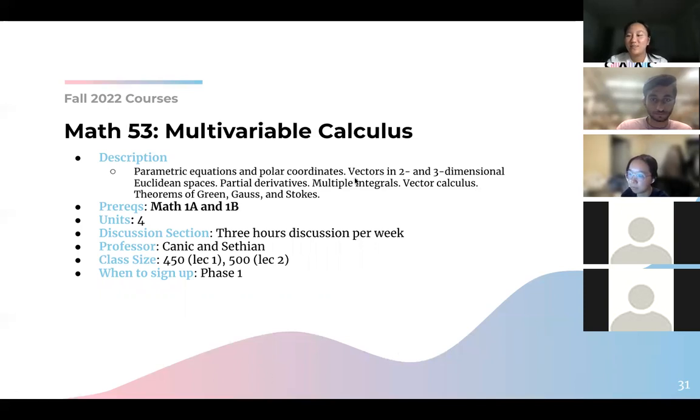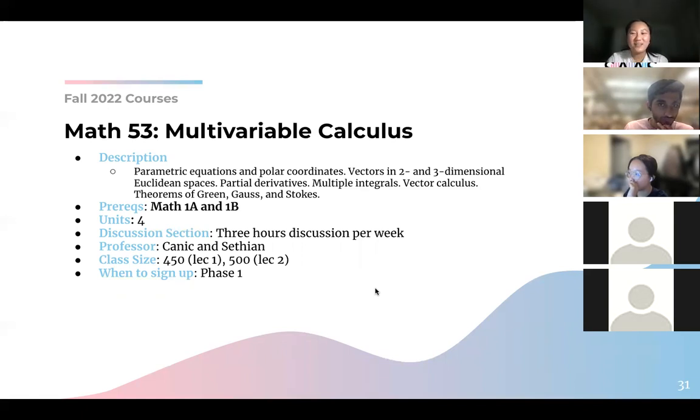Okay, so moving on to math. Math 53, multivariable calculus. Yeah, this is just the multivariable calculus class. You can see from the description what they go over. Prereqs are 1A and 1B or equivalent. It's a 4-unit class with 3 hours of discussion per week. There are 2 lectures, with professors Kanik and Scythian. Lecture 1 is 450 people and lecture 2 is 500.